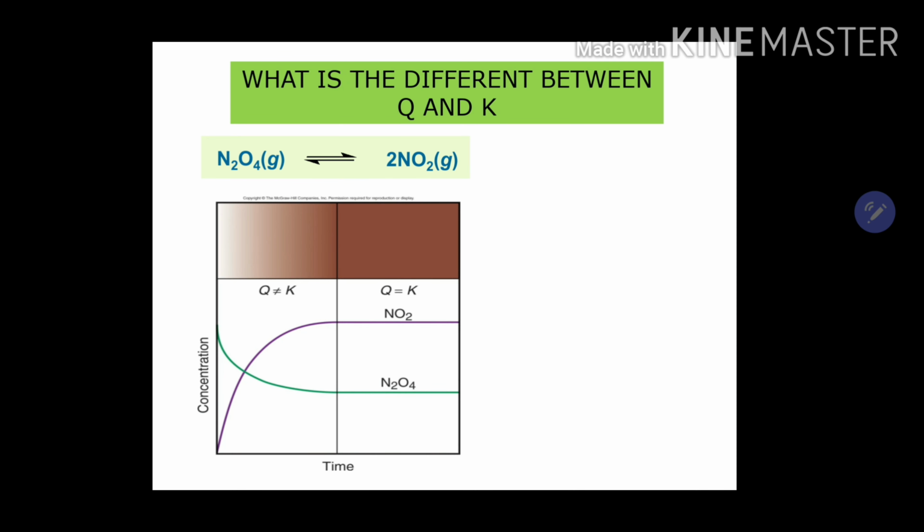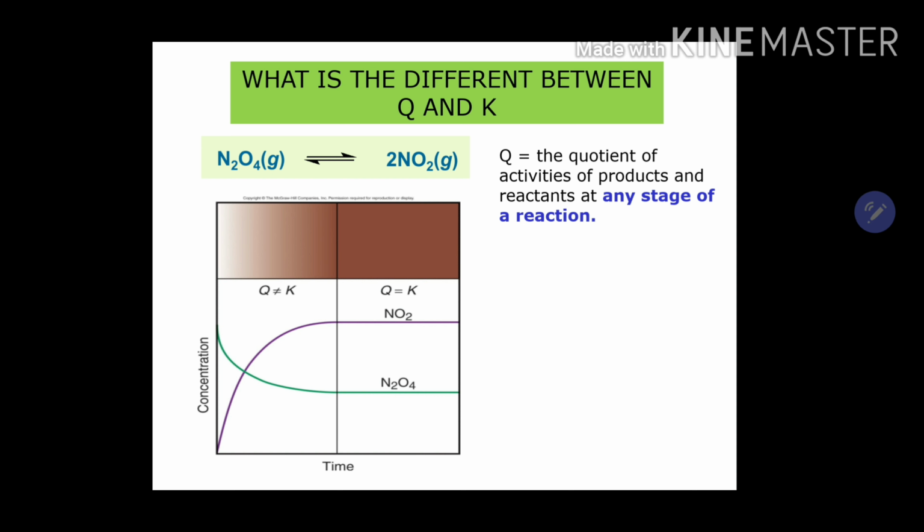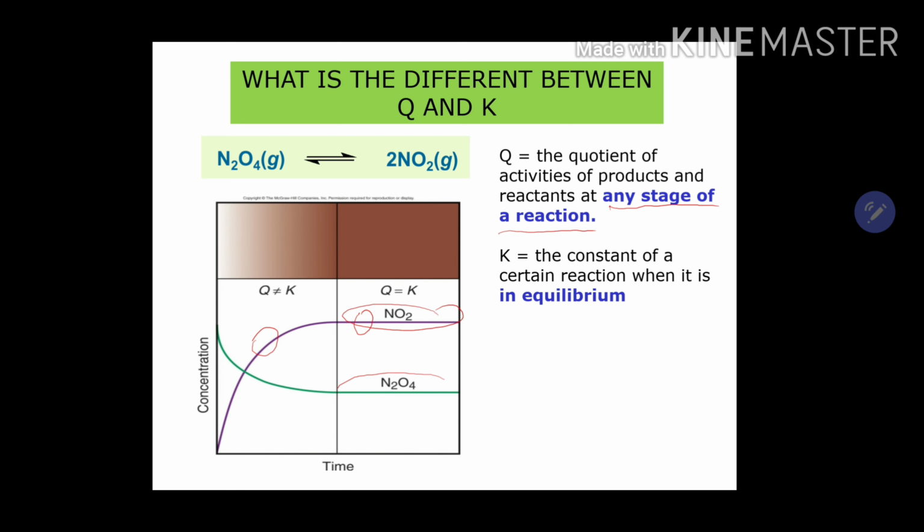What is the difference between Q and K? Now consider this equilibrium system. Q is the quotient of activities of products and reactants at any stage of a reaction. So the value can be here before the equilibrium, or even here after the equilibrium for NO2. But K is the constant of a certain reaction when it is in equilibrium. So K is the value when the system has reached equilibrium, here or here.